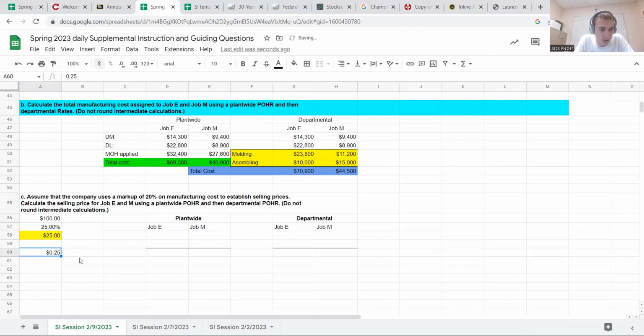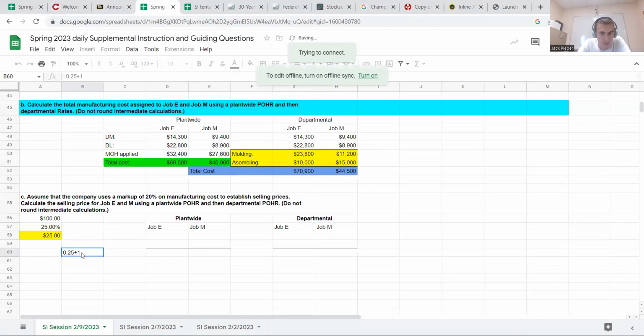Actually, I'll leave it as a decimal just because I want to show you what this is about. So we'll undo. Now we will go 0.25. And again, that's giving me $0.25. I don't want that. Okay, we're trying over here. 0.25. What I like to do is you can just hit plus and then 1. Obviously, it needs to be a function, right?